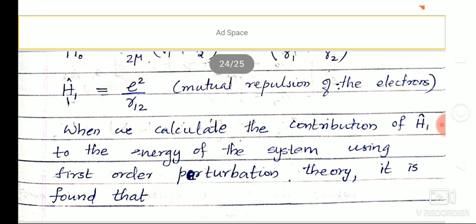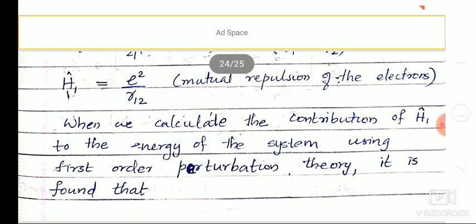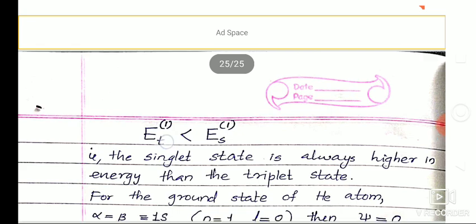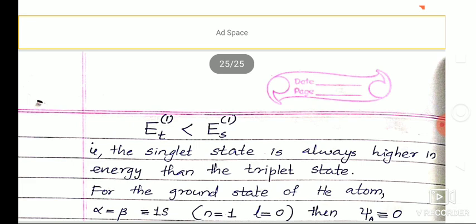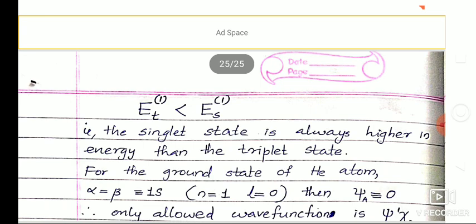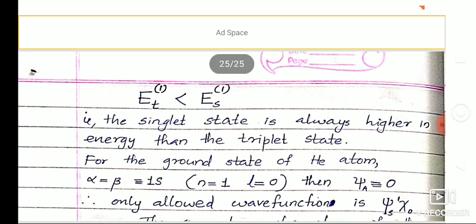When we calculate the contribution of H1 to the energy of the system using first order perturbation theory, we can see that the contribution of H1 for the triplet state is less than that for the singlet state. The contribution of H1 to the total energy of the system is lesser for the triplet states. That is, the singlet state always has higher energy than the triplet state.